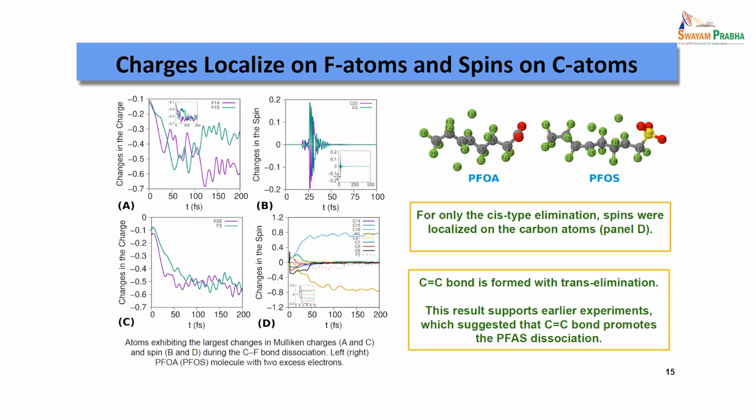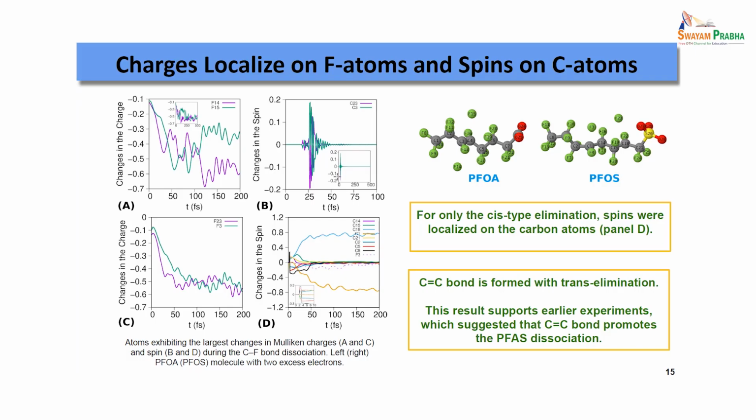Essentially, we found that for only cis type elimination, spins were localized on the carbon atoms. You can see here, these are the spins which are opposite. So as a whole, the system is always non-magnetic. One case it is anti-ferromagnetic, another one is non-magnetic. Have you heard of these words, anti-ferromagnetic and non-magnetic? So here one spin is up, another spin is down, but exactly their magnitudes are the same. So this cis type case is exactly anti-ferromagnetic type, whereas in the trans elimination, we find the system to be completely non-magnetic. There is no spin there. Okay, these are just some important points.